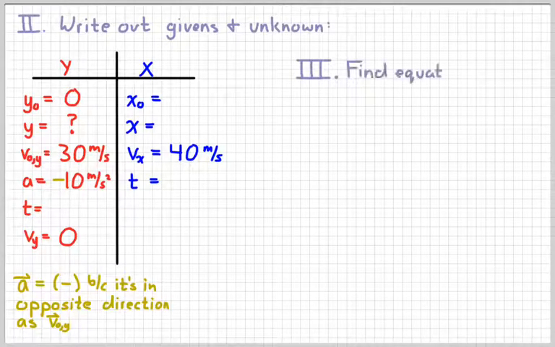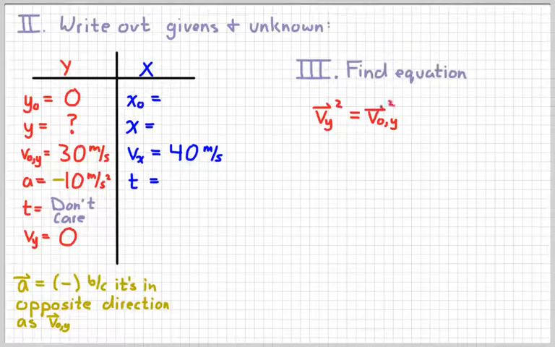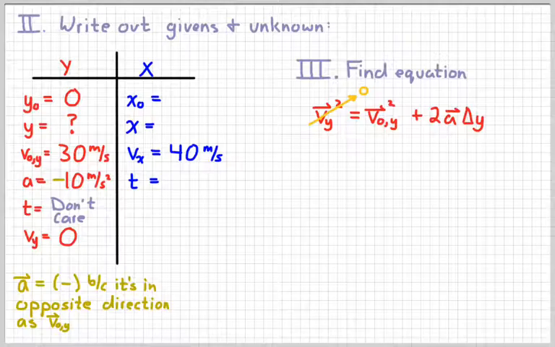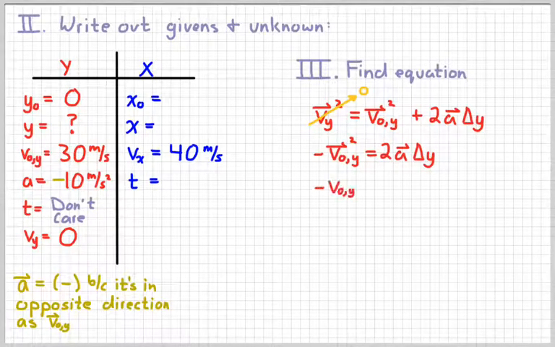Third thing we should do is figure out an equation to use. Figuring out that we don't really care about the time in this situation would be an important thing to do, because that tells us to use the Vy squared equation. And so the final velocity is 0 going up and down, and then we can solve that for delta y.